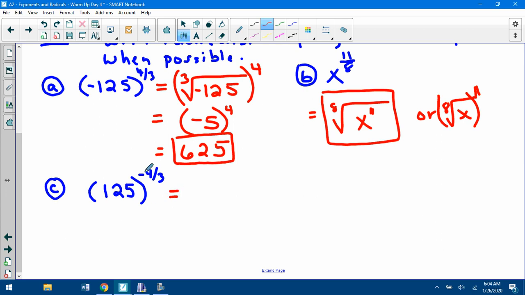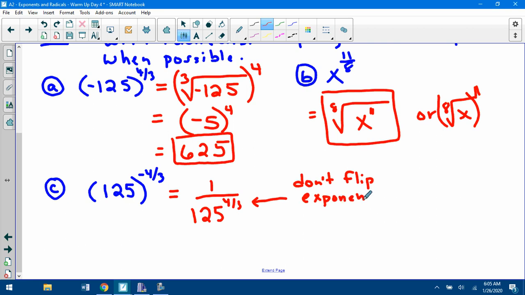So technically the 125 to the negative 4/3 is in the numerator right now. If I want to flip it, I can make it 1 over 125. And now what's the exponent? Positive 4/3. So again, you flip the side of the fraction that it's on, but you don't flip the exponent. So don't fall into that trap. Don't flip the exponent. And then from there, you should be able to evaluate it.